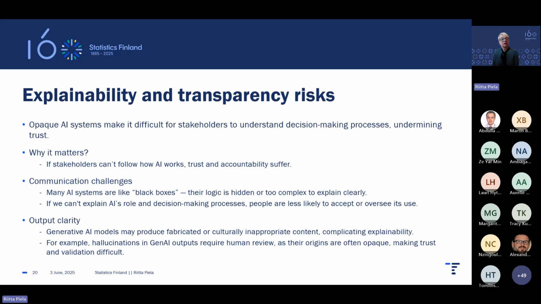So output clarity is important, and generative AI models may produce fabricated or culturally inappropriate content, complicating the whole explainability process. For example, hallucinations in Gen AI outputs still require human review as their origins are often opaque. So that makes trust and validation really difficult. Decisions made by AI can be hard to understand and explain.